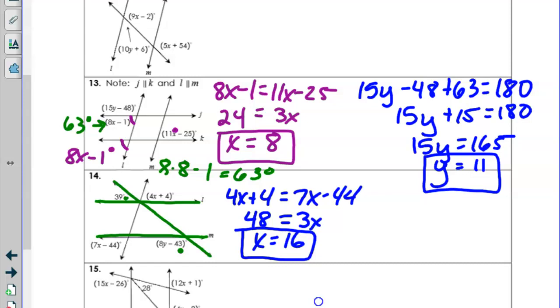Would they be same side? Same side exterior, very good. What do we know about same side exterior? They are supplementary. So what is my equation going to be? It would be 8y minus 43 plus 39 equals 180. Perfect.